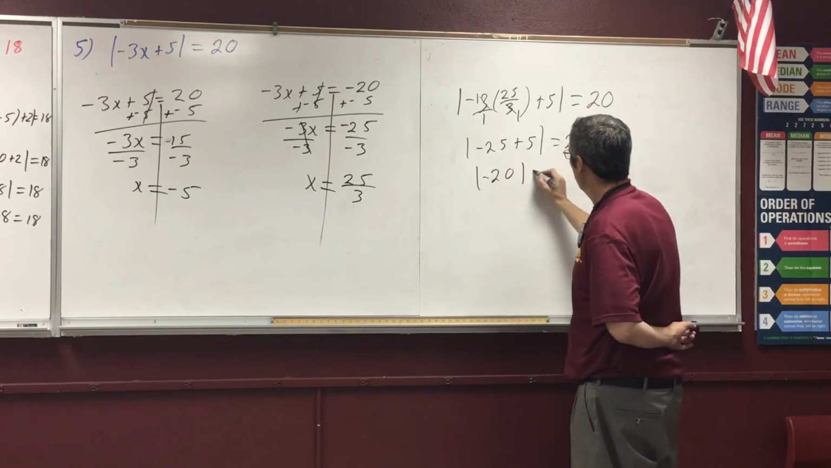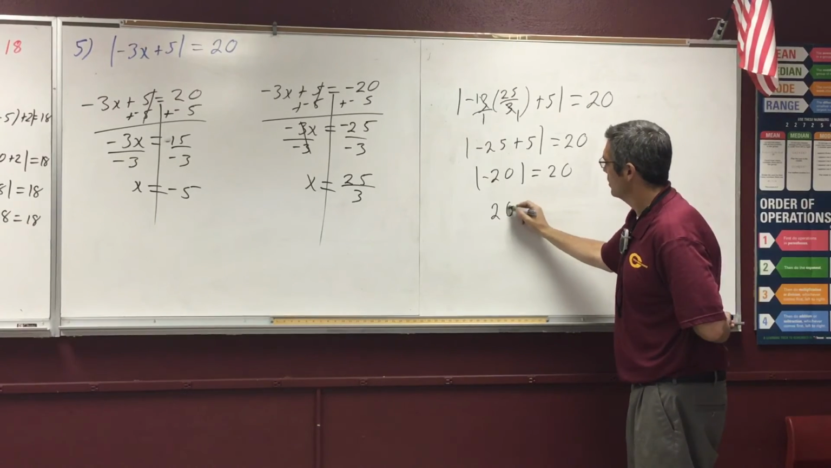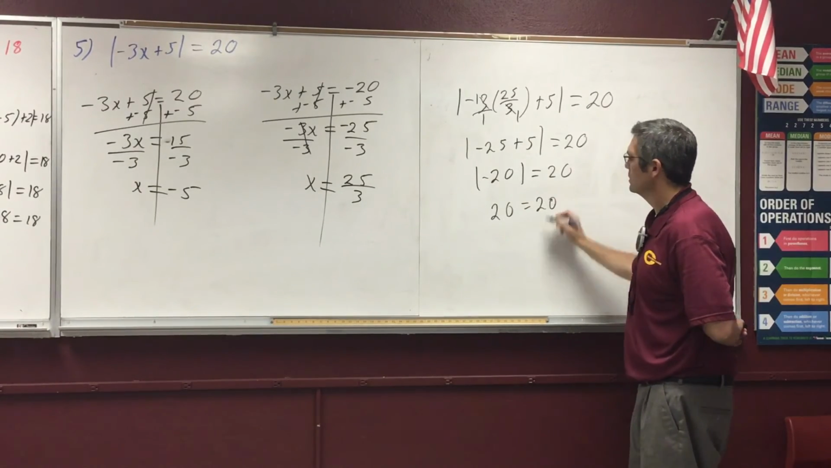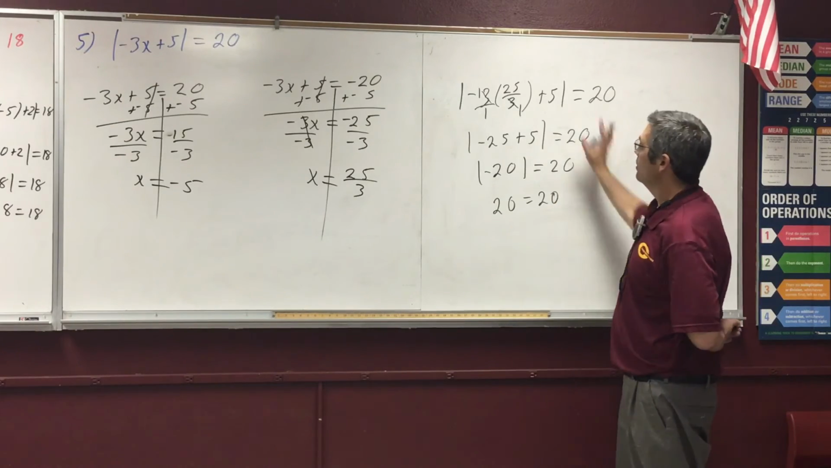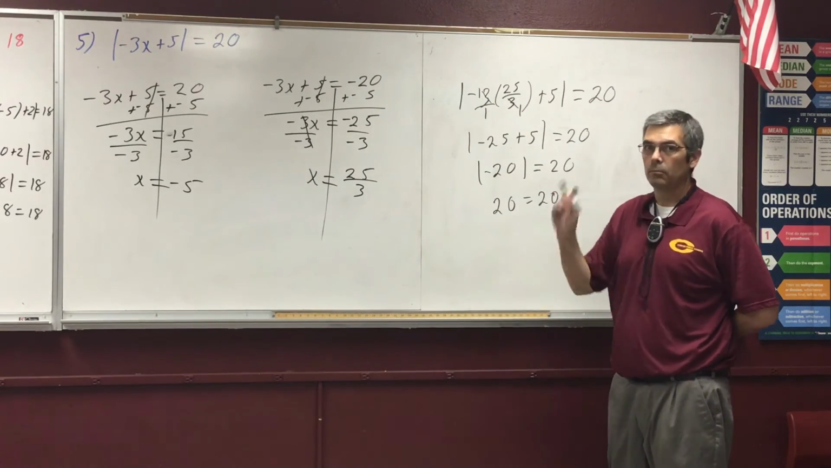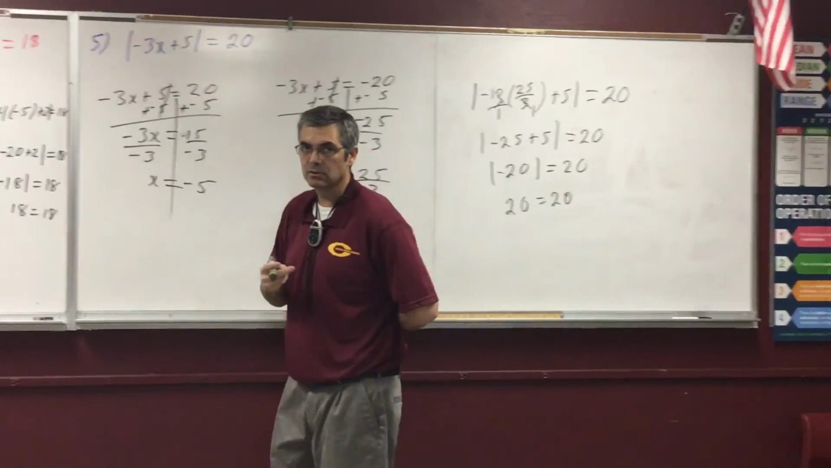Okay, -25 plus 5, subtract, keep the sign of the bigger number: -20. Take the absolute value of -20: 20 equals 20. And that's what you're looking at. Okay, not a big deal, but it is the way that you have to work these. You're going to get some fractional answers out of these things.